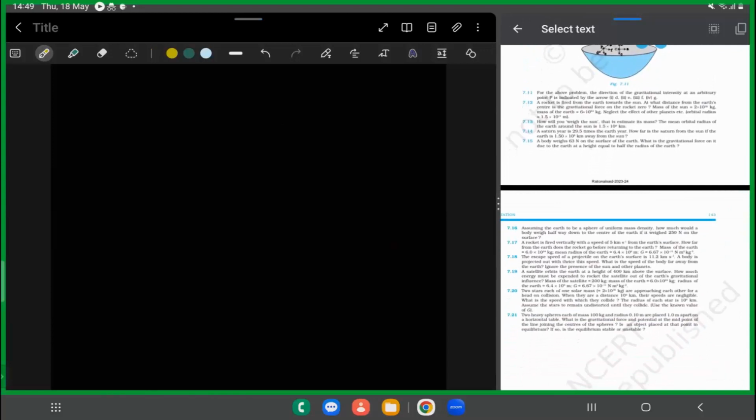So it says that a rocket is fired vertically with a speed of 5 km per second from the Earth's surface. How far from the Earth's surface does the rocket go before returning to the Earth? The mass of the Earth is 6 × 10^24 kg, and the mean radius is given as 6.4 × 10^6 meters.